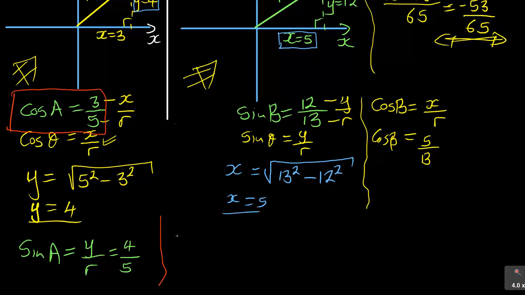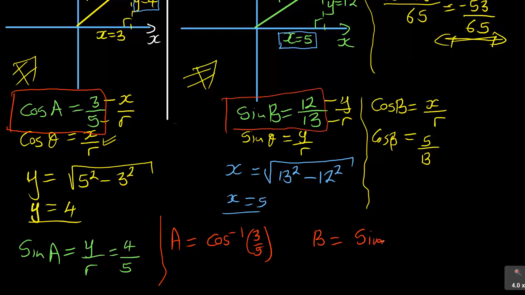So what is angle A? A is equal to arc cos 3 over 5. And then I can also find B. B is equal to arc sine. I'm using that one there. It's arc sine 12 over 13. So let me find these angles and see what they give me.